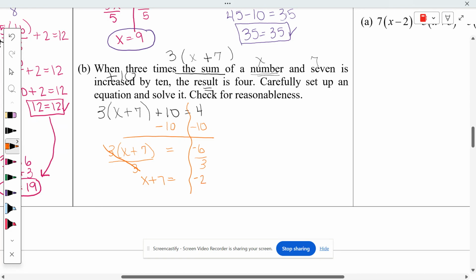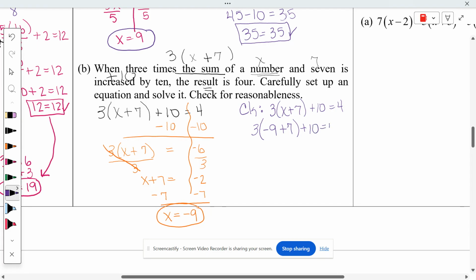I need to now get rid of or eliminate the plus 7. The opposite of a plus 7 is a minus 7. x equals -9. Now I want to check my answer. I want to do the check. So I'm going to take that original equation, 3 times the quantity of x plus 7, close my parenthesis, plus 10 is 4. And now I'm going to plug in -9 for x. So 3 times the quantity of -9 plus 7, close my parenthesis, plus 10 equals 4.